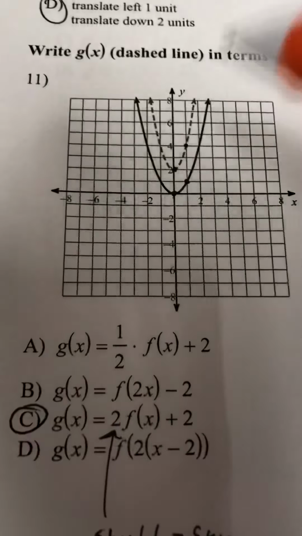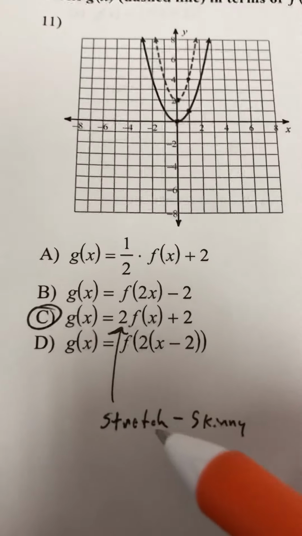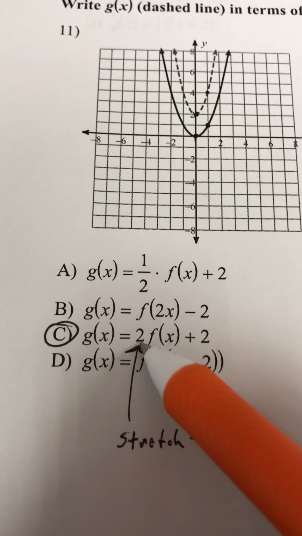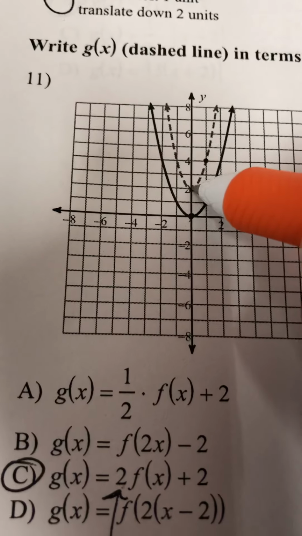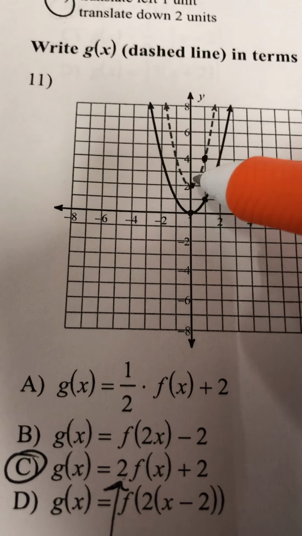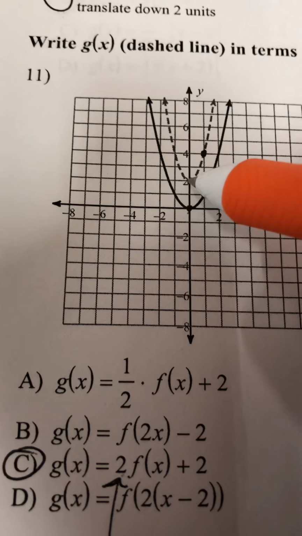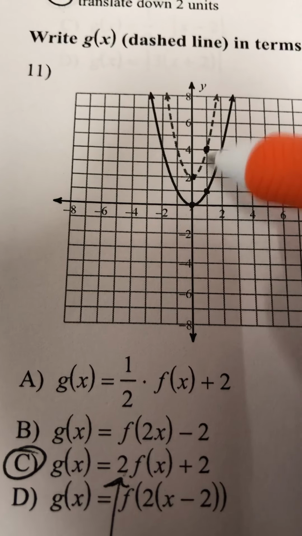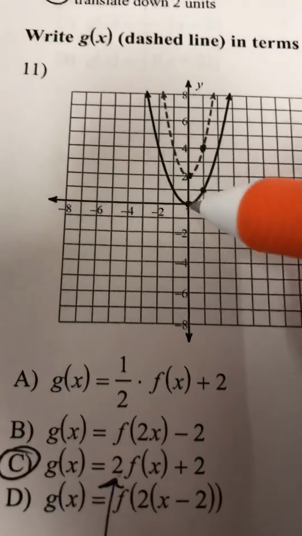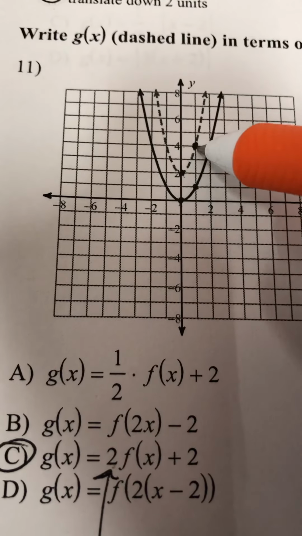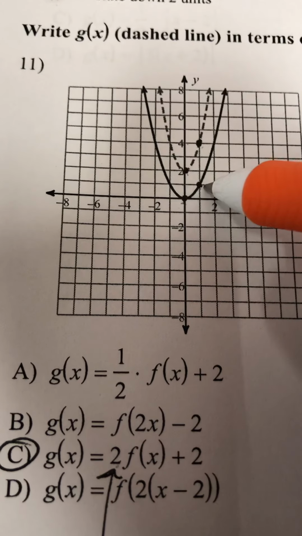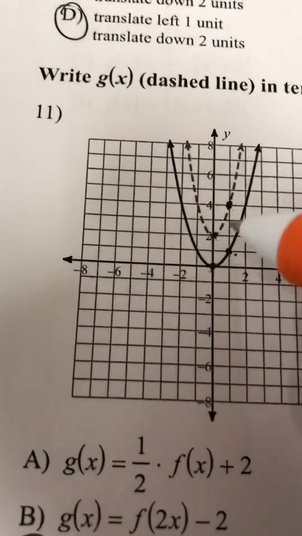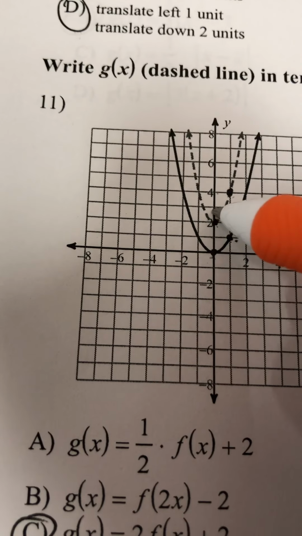But then, the way I figured this one out, we have a stretch. It gets skinnier, a stretch. Why it's not this and why it's this: if you take a look at this point and this point, you can kind of see a slope going on here. And this is going up 2 over 1, even though I know that these are by 2s. It's 2 times this slope, which is just going up 1 over 1. So that would be 2 times.